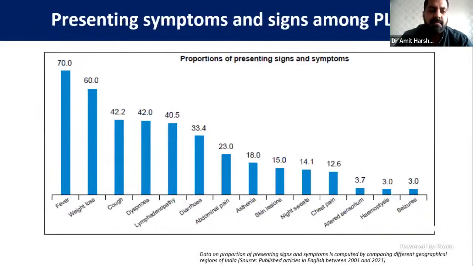Similarly, this follows the same pattern, and the pooled analysis has been done comparing different geographical regions, because India is such a big country and you get a lot of variations. That is why care was taken that there is enough representation of different geographies. What you're seeing here are the most common signs and symptoms that you will come across in your ART center: fever, weight loss, cough, shortness of breath, lymphadenopathy, diarrhea, and then the rest of the symptoms in the list.